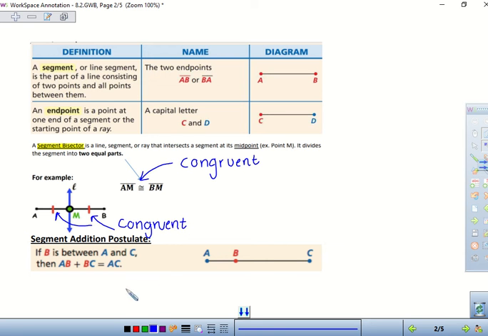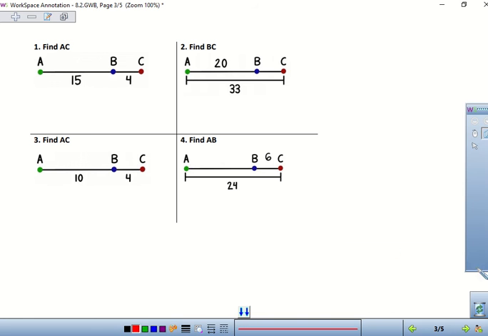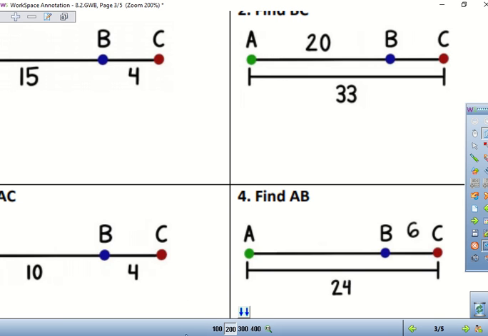So now we're going to talk about the segment addition postulate. The segment addition postulate says if B is between A and C, then AB plus BC is equal to AC. So what that means is if we take these 2 small segments and add them together, they must equal the whole segment, A to C. So we add the 2 small pieces together, it equals the whole. So we're going to use this to do some problems, okay?